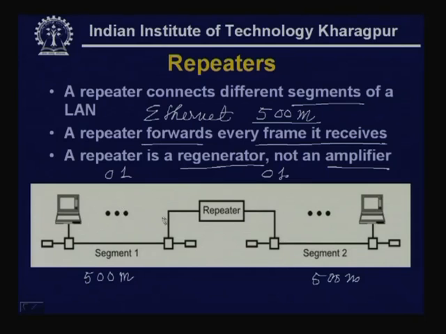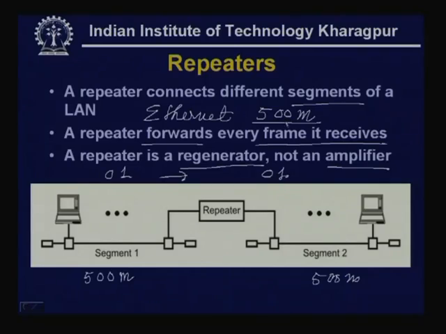That means, the noises are not transferred from one side to the other, but bit sequences are transferred in regenerated form. It is a bidirectional link. The transfer of bits can take place from segment 1 to segment 2, as well as from segment 2 to segment 1. So, a repeater is a very useful device for expanding a LAN.